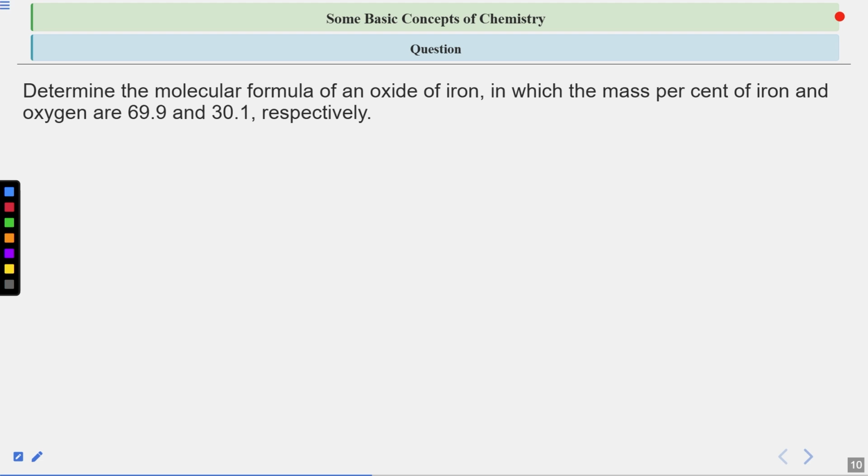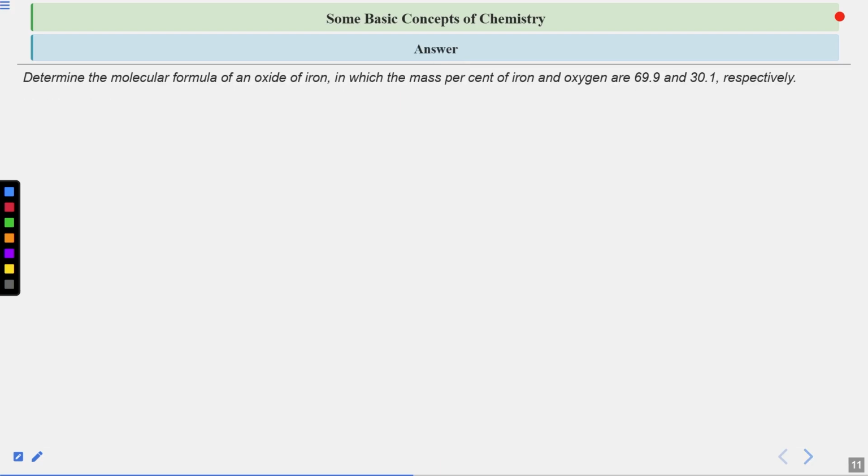Okay. Our next question is, we have to calculate the molecular formula. So if you are not getting the idea of this molecular formula, we will do it again for the next question. Okay. So we have the mass percent of oxygen and iron both, and we have to calculate the molecular formula of oxide of iron. How will we calculate it?